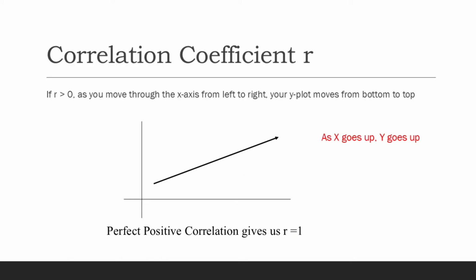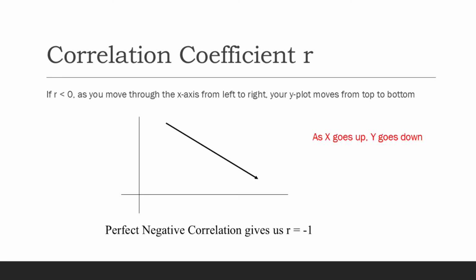If R is greater than 0, as you move through the x-axis from left to right, your y plot moves from bottom to top. So as x goes up, y also goes up. And there's perfect positive correlation if R is equal to 1. On the other hand, if R is less than 0, as you move through the x-axis from left to right, meaning your x becomes bigger, your y plot moves from top to bottom. So as x goes up, y goes down. So this is negative correlation. And if you have perfect negative correlation, R is equal to -1.